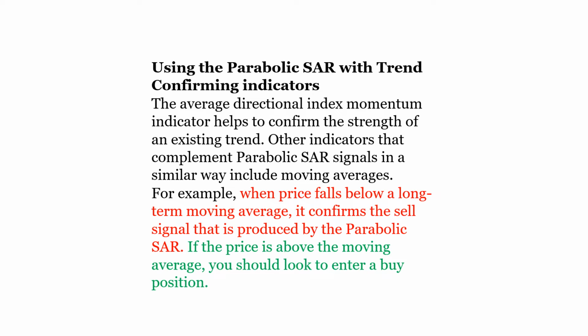So as I said, you should use the parabolic SAR with trend confirming indicators. The average directional index momentum indicator, which is abbreviated to ADX indicator, will help to confirm the strength of an existing trend. Other indicators that complement parabolic SAR signals in a similar way include moving averages. For example, when price falls below a long-term moving average, it confirms the sell signal that is produced by the parabolic SAR. If the price is above the moving average, you should look to enter a buy position.